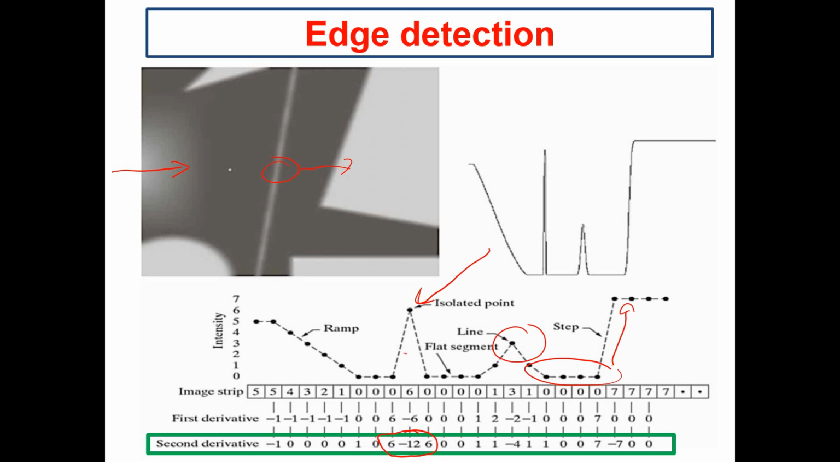Maybe you are asked to find out what your image strip is, what should be your first derivative, and what will be your second derivative. Accordingly, conclude your answer. Okay? So remember one thing: for edge detection we don't require any thresholding, and we don't require any seed point.